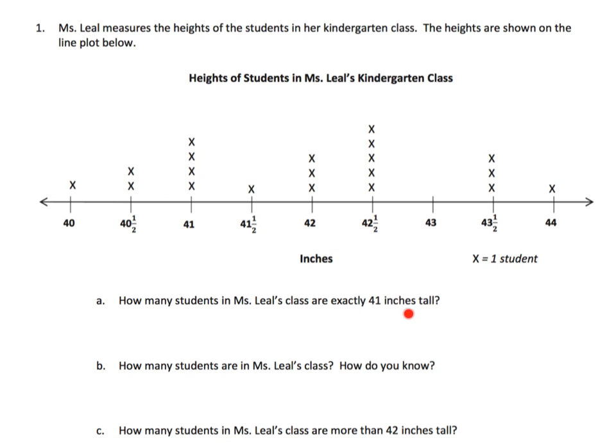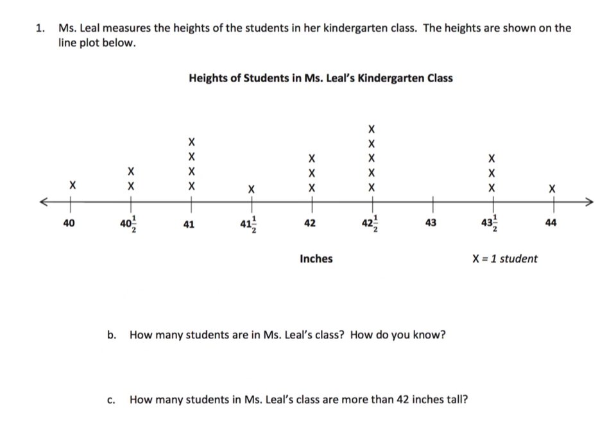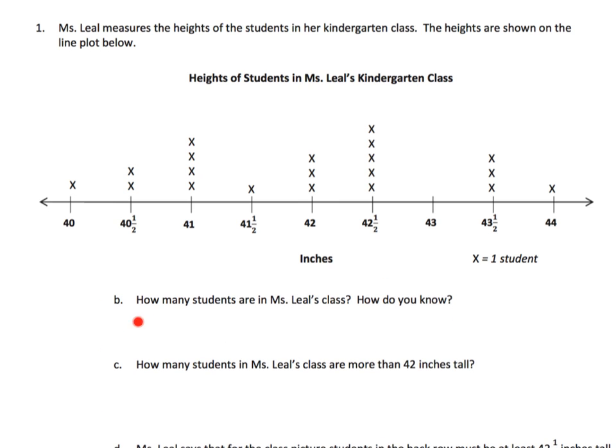So the first question, how many students in Mrs. Leal's class are exactly 41 inches tall? So we're going to look for 41, and we can see that there are 4 students who are exactly 41 inches tall. And then how many students are in Mrs. Leal's class all together? So that means we have to count all the X's. So 1, 2, 3, 4, 5, 6, 7, 8, 9, 10, 11, 12, 13, 14, 15, 16, 17, 18, 19, 20. Boom! There are 20 students in Miss Leal's class. And that's how we know, because we counted all the X's.